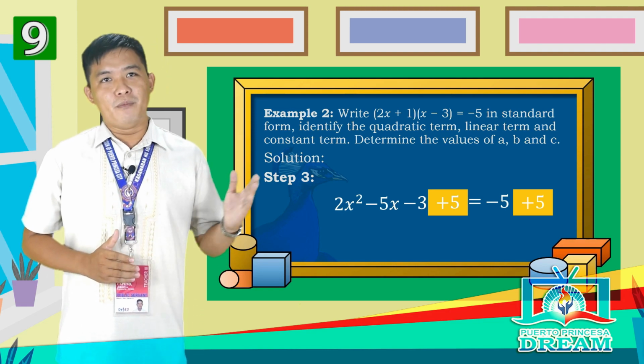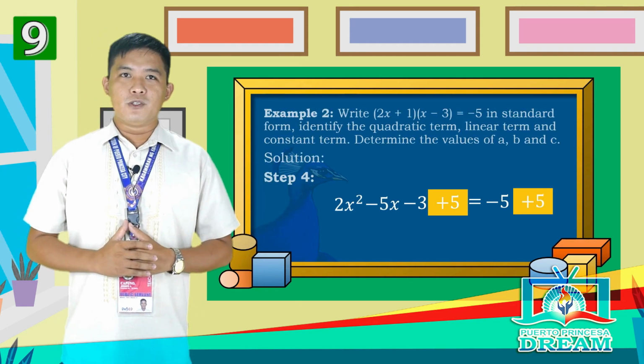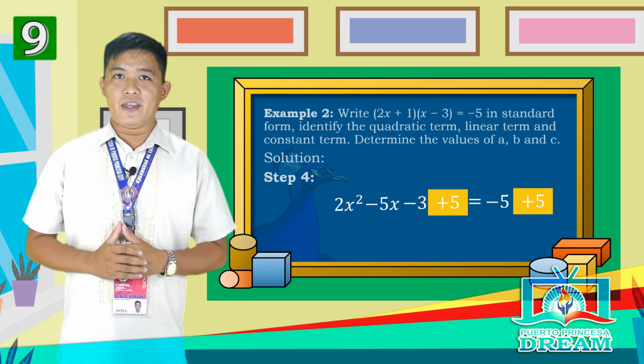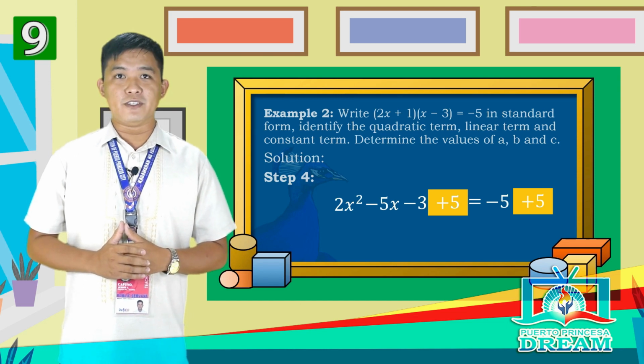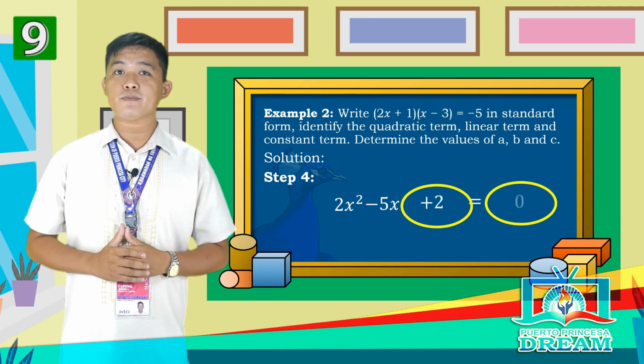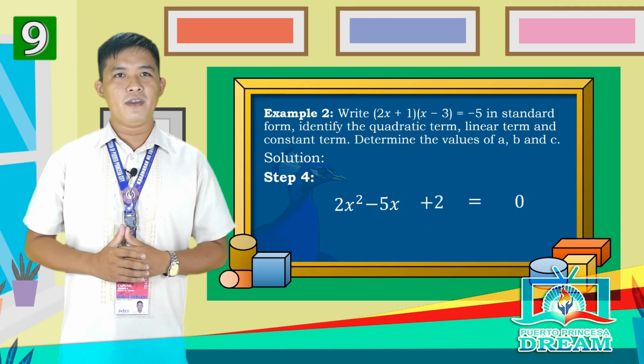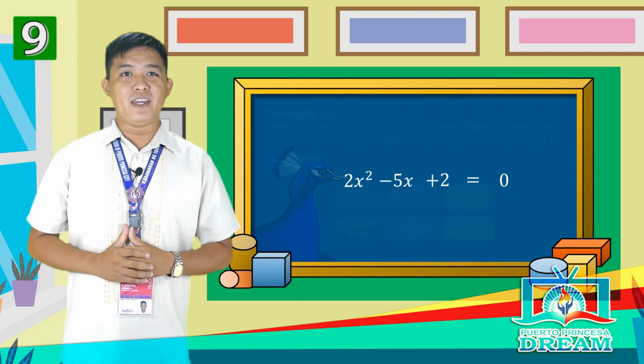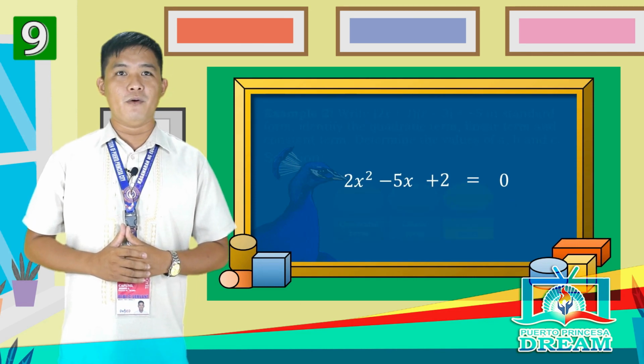Step 4. Combine like terms. 2x squared minus 5x minus 3 plus 5 equal to negative 5 plus 5 will become 2x squared minus 5x plus 2 equals 0. The equation 2x squared minus 5x plus 2 equals 0 is now in standard form.